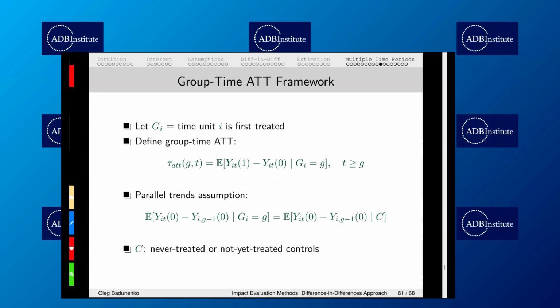So suppose now here capital G denotes the time a unit i has been first treated, right? Remember our staggered treatment adoption. So they were treated at some period of time and they remain treated. So G_i is the time when an observation is first treated. And then we can define a group-time ATT.